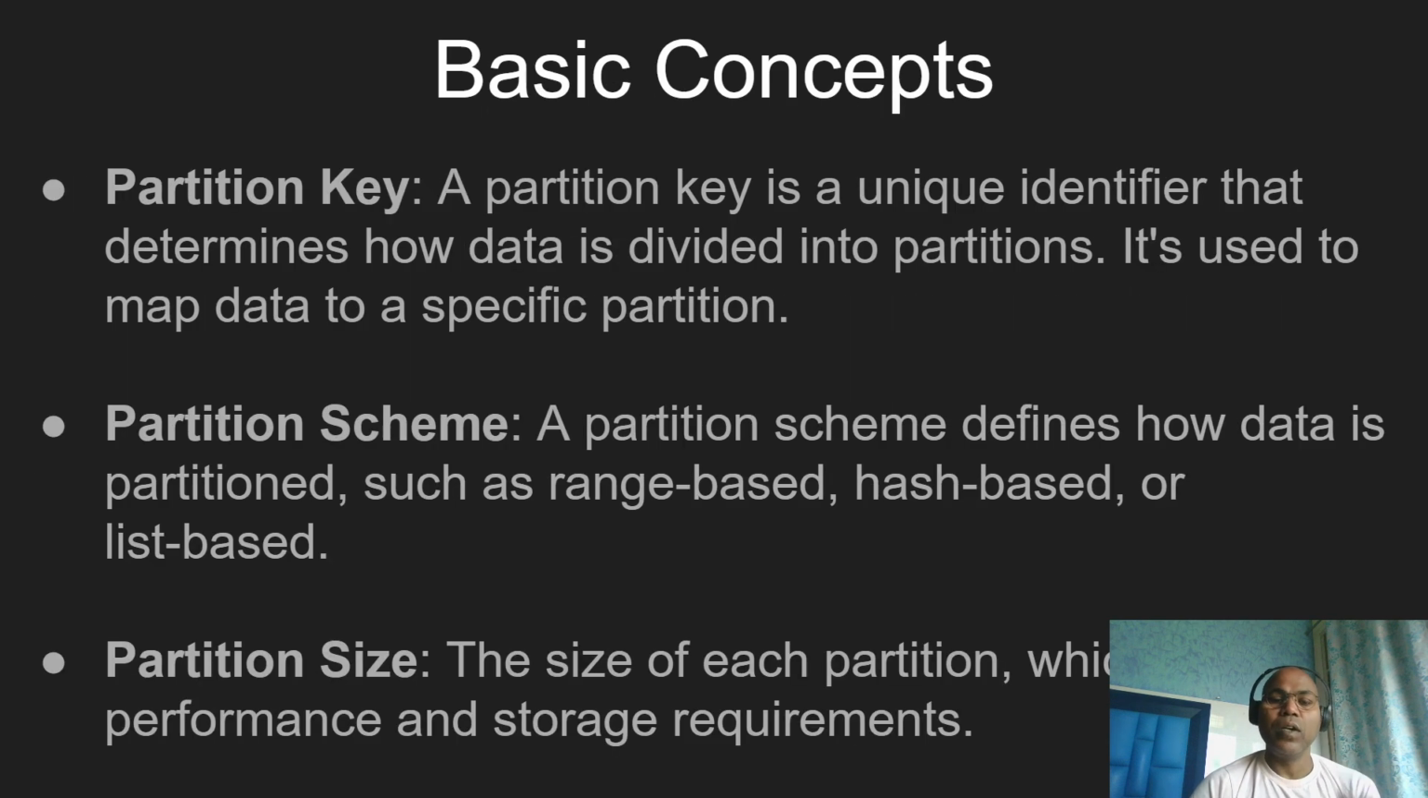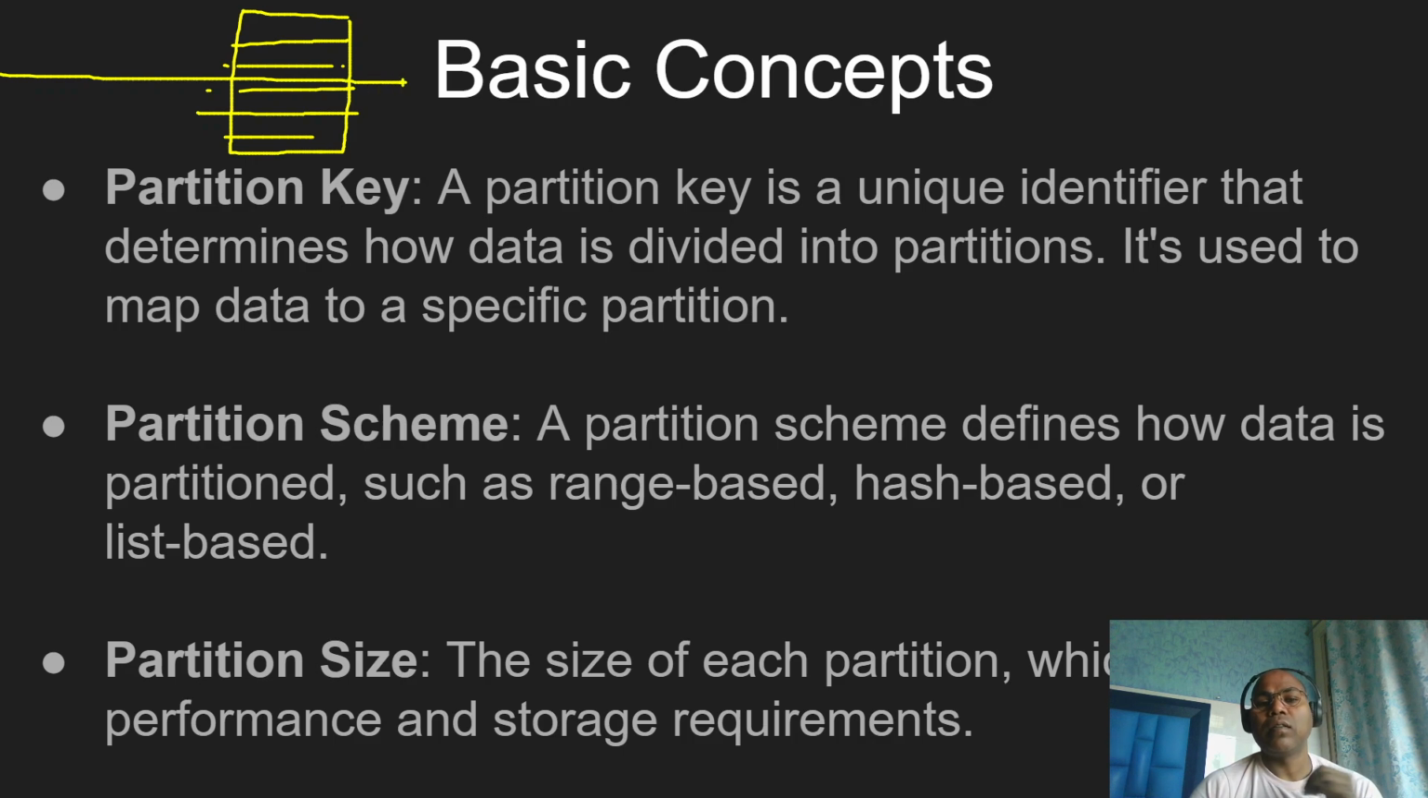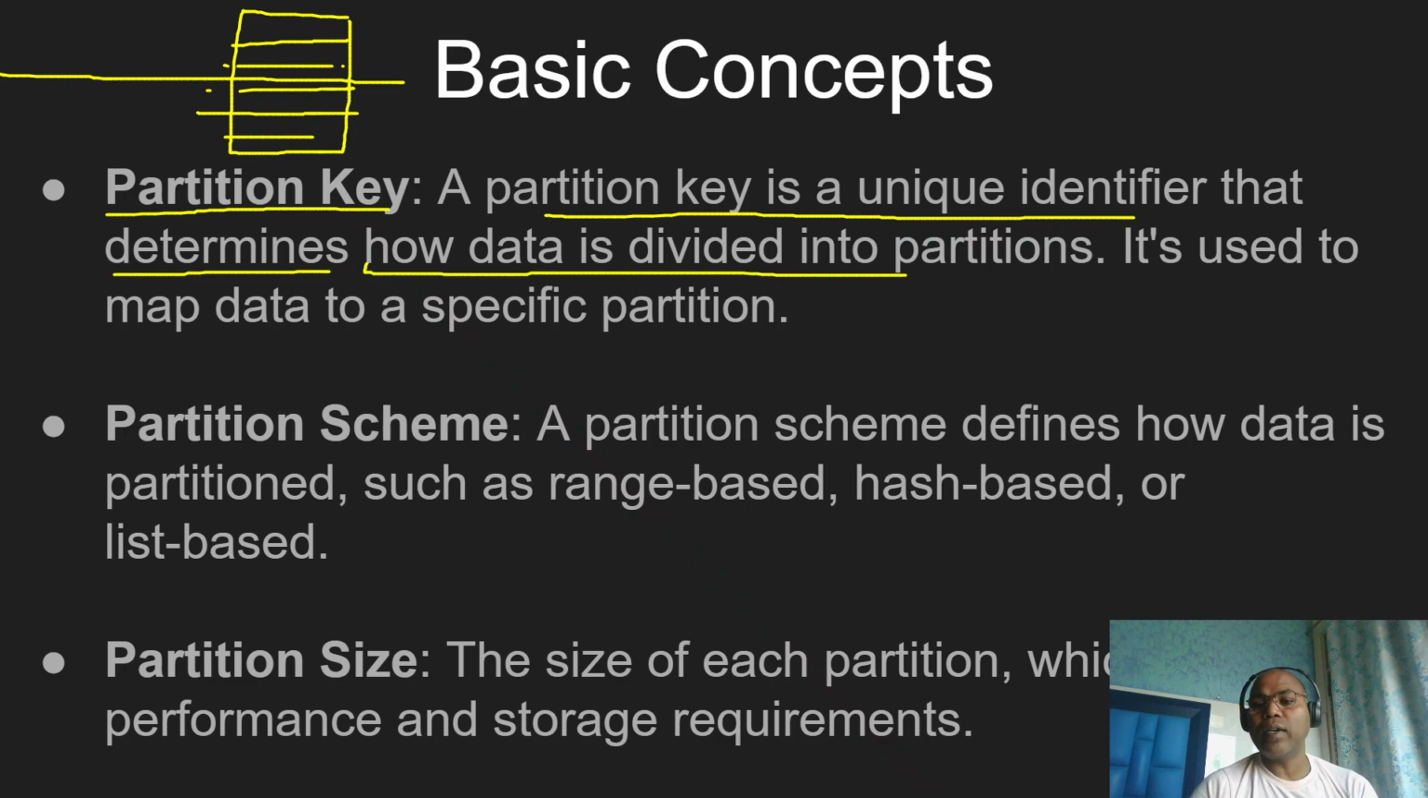These are some basic concepts in partitioning. Suppose you have a large data set with millions of records in one table. That's great, but the question is how to partition the table. We need a partitioning key, on whose basis we partition. A partitioning key is a unique identifier that determines how data is divided into partitions. It is used to map data to the specific partition.